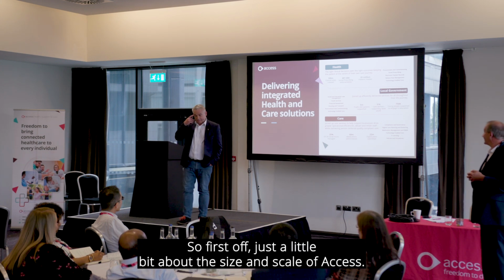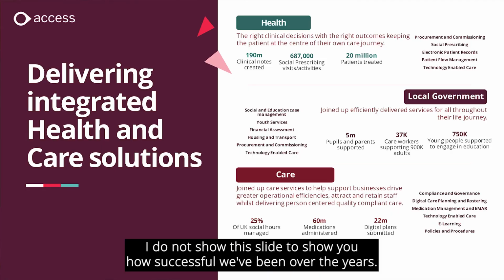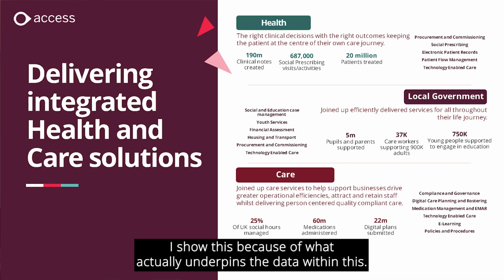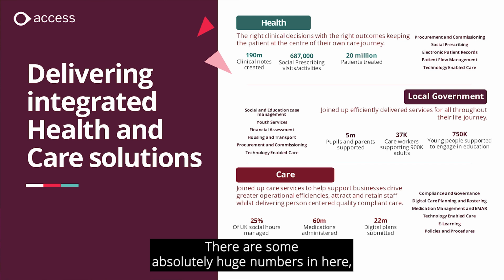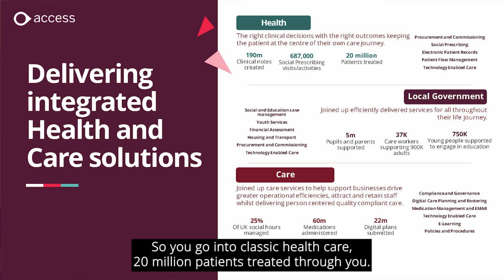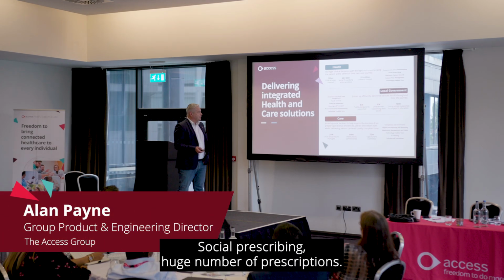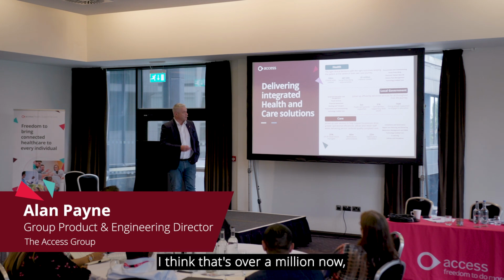First off, just a little bit about the size and scale of access. I do not show this slide to show you how successful we've been over the years. I show this because of what actually underpins the data within this. But there are some absolutely huge numbers in here. And that's enabled us to learn an awful lot about what happens in each of these areas. So you go into classic healthcare, 20 million patients treated through you. That's how many people you have all treated inside a year. Social prescribing, huge number of prescriptions. I think that's over 1 million now.